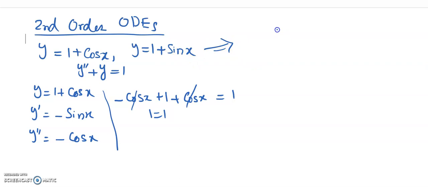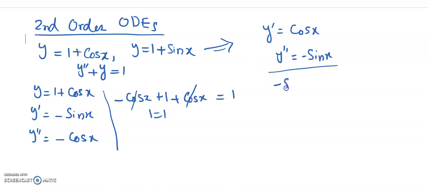Similarly, for the second, we can verify. So y prime is equal to cosine of x, y double prime will be equal to minus sine of x, and then inputting these values, y double prime is minus sine of x plus y, which is 1 plus sine of x, is equal to 1. So minus sine of x plus sine of x cancel, 1 is equal to 1. So this means that both are the solutions of this differential equation.